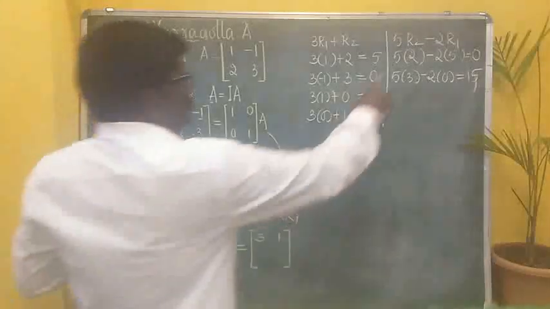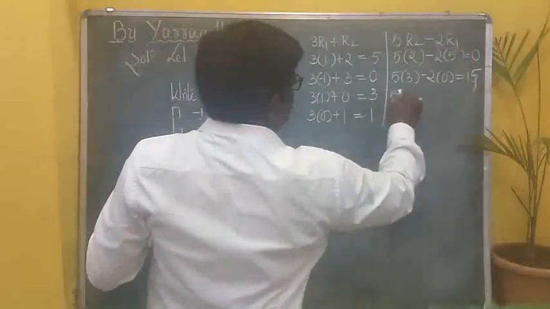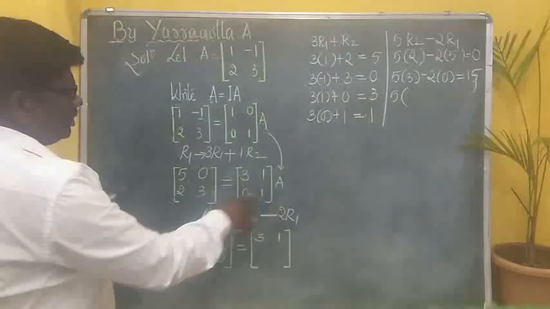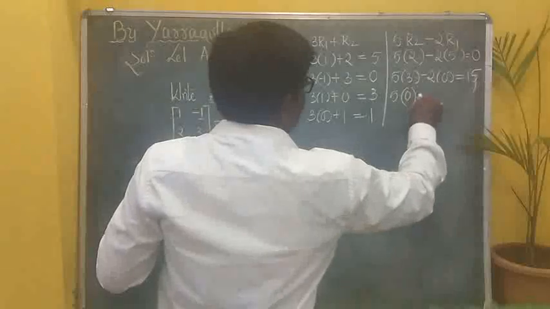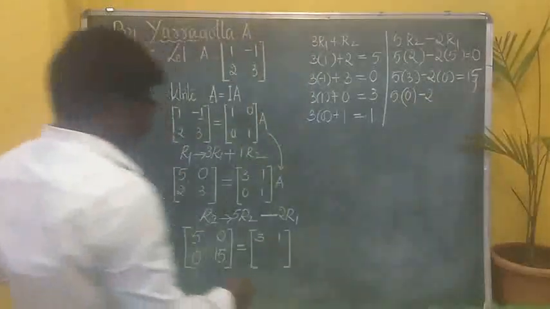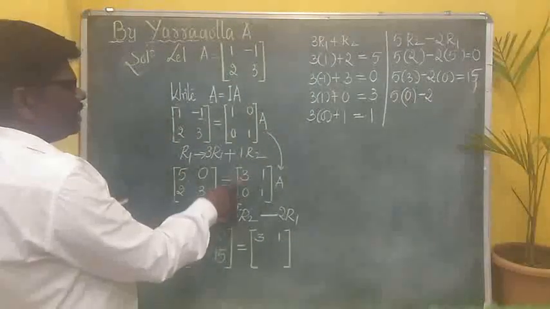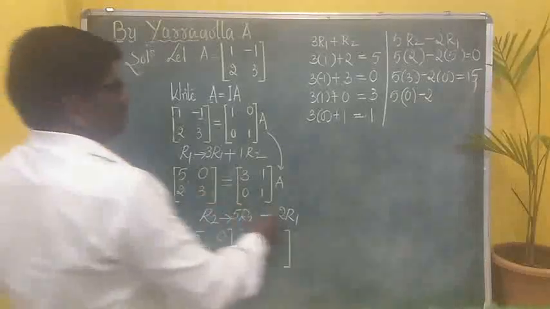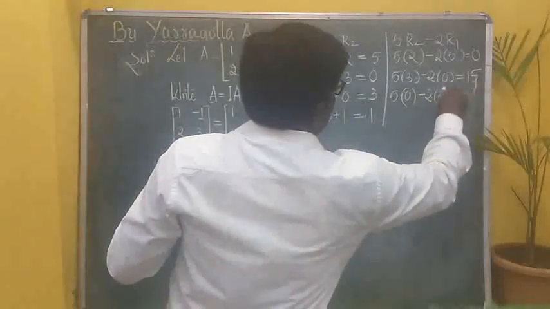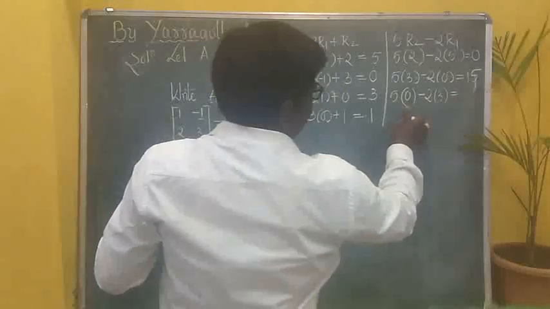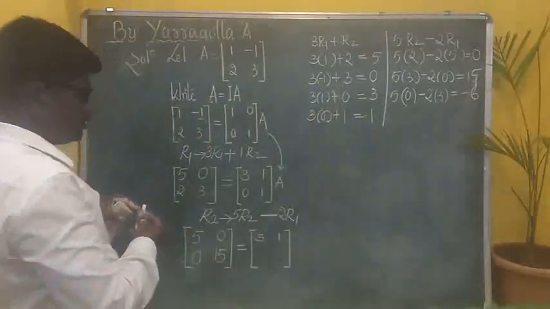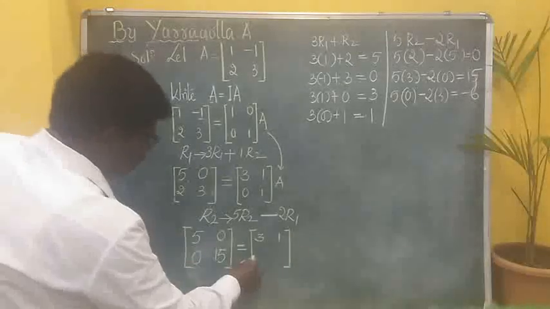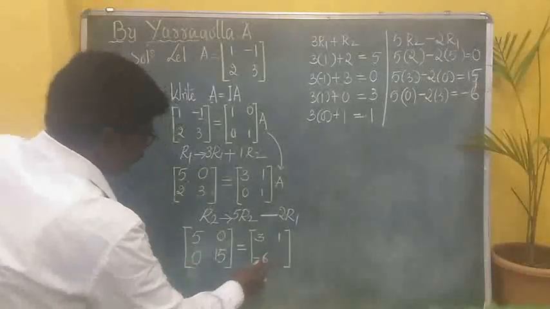Okay, now the second row elements must be changed according to this rule. So 5 as it is. What is the first element of this second row? 0. So I will write here 0 minus 2 into the corresponding element of this, which is 3, into 3. So you can see 5 0 0 minus 2 3 6, that means minus 6. Right? So I will write here minus 6.